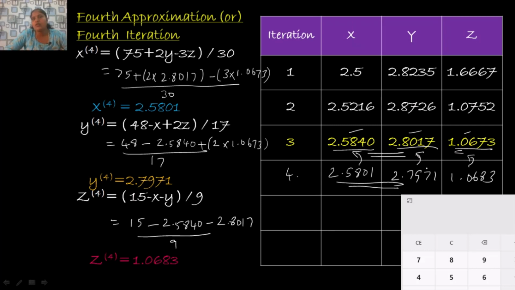So before we move on to the next iteration, let me show you how to calculate these values of x, y, z using the calculator.